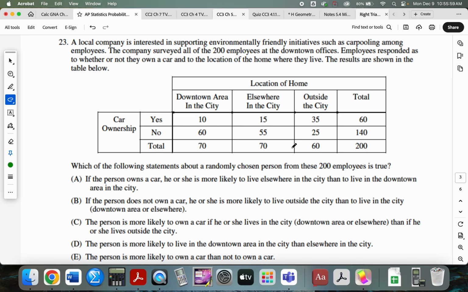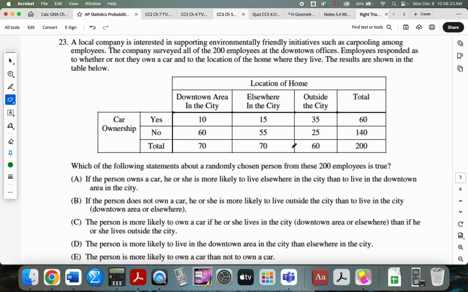So you could live in downtown, you could live somewhere else in the city, or you could live outside the city. Those are all the different possibilities. And you could own a car or not own a car for each one of those. Which of the following statements about a randomly chosen person from these 200 employees is true?